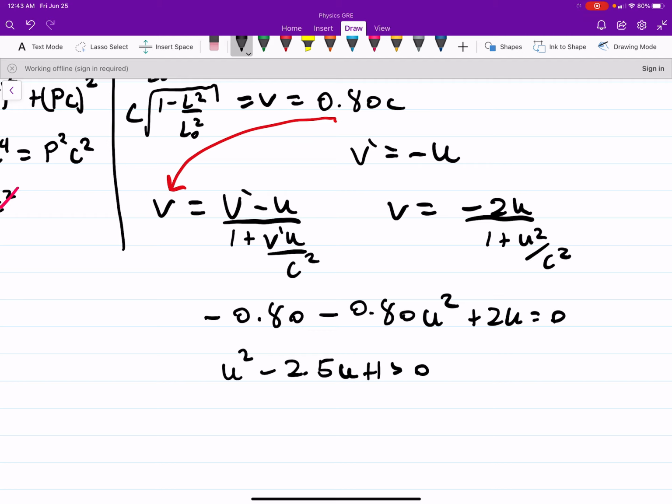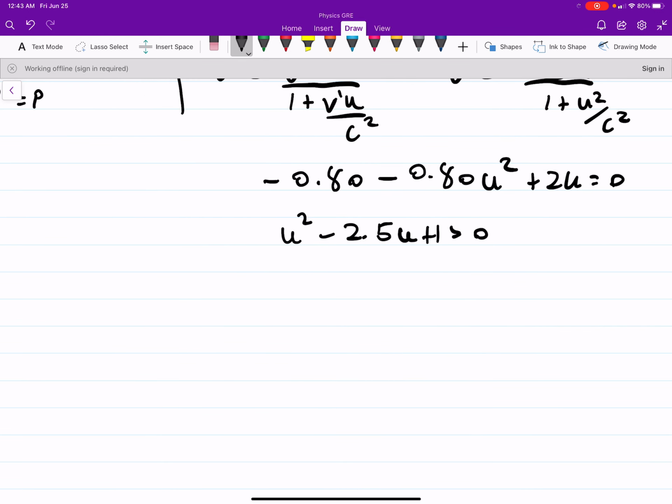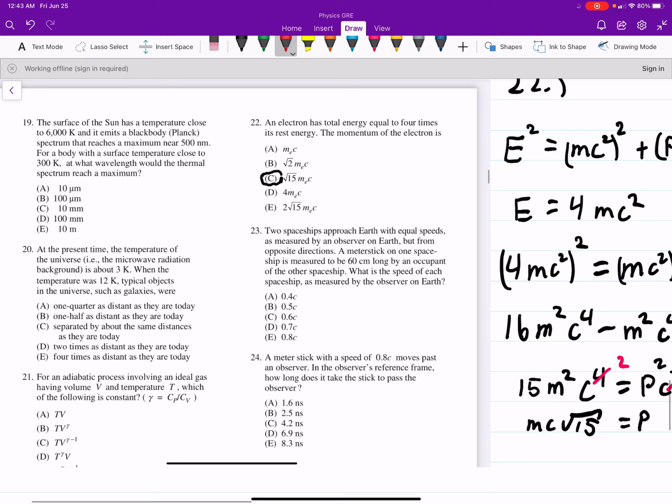You could either try to factor this, or you could use the quadratic formula. I just plugged it into my calculator. You'll obviously get two answers, since it's a quadratic: U equals 2 or U equals 0.5. The answer 2 is nonsense. You can't get a number bigger than 1 for U, otherwise it would imply it's moving faster than the speed of light. So for that reason, the answer is 0.5. Okay, so that's that guy.